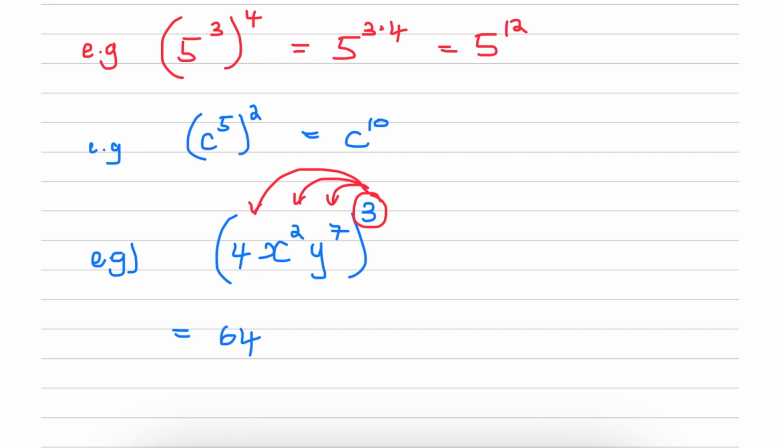x squared to the power of 3, remember you can simply multiply the exponents, so that becomes x to the power of 6. Then we do the same thing for the y to the power of 7. 7 times 3 is 21, and that's your answer.